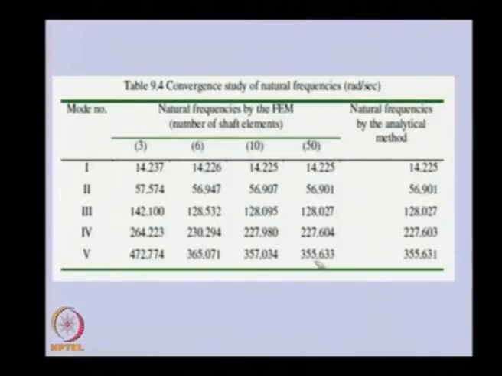But let us compare this with the closed form solution, because that is what we obtained in the previous lectures using the continuous system approach. Using the separation of variable method, we obtained the closed form of this, and with that these are the values. So you can see that with 50 elements we could get the natural frequency quite accurately up to the 5th mode.